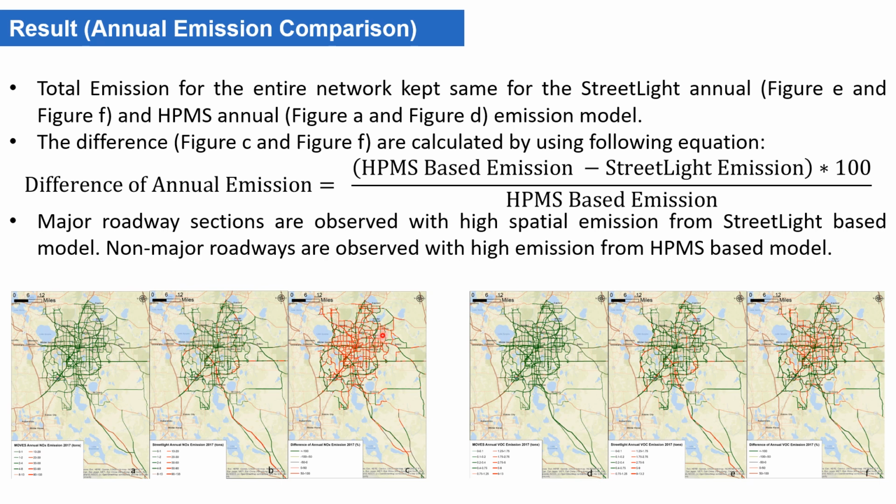So from the difference map, we can see the MOVES default emission is mostly overestimating across the minor streets, the red ones, but underestimating across the major streets, the green ones, for both NOx and VOC.